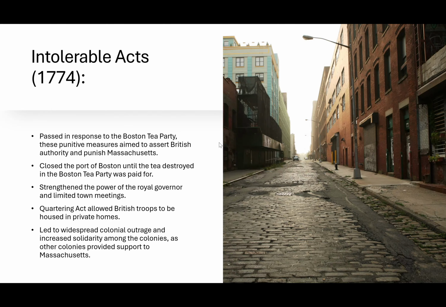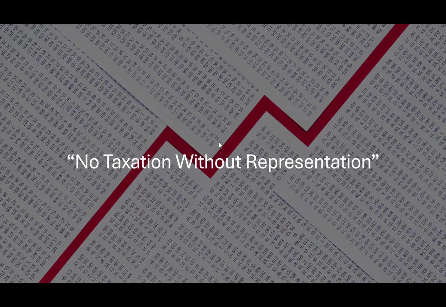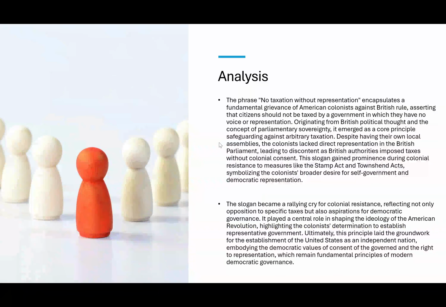And then the Quartering Act, as I mentioned before: British troops were now allowed to enter private homes, right? And this led to widespread colonial outrage and an increase in solidarity among the colonies, as other colonies provided support for Massachusetts. So this was really the Intolerable Acts. And those were really the acts of British legislation that led up to the American War of Independence that we would describe, right?